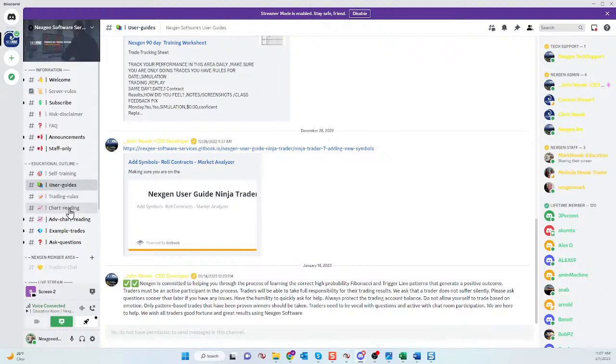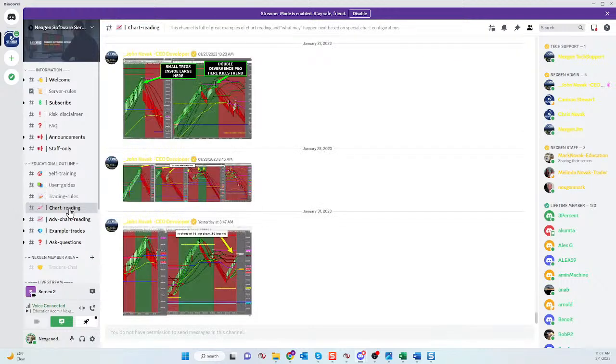But then the one, everybody's goal, right, is chart reading. There's about 75 to 100 pictures of chart reading in here. You should start going through, looking at these pictures. And if you have a question, posting that question in class. As you grow, there's advanced chart reading. There's example trades coming from this room, coming from the traders chat room, a place for you to ask questions.